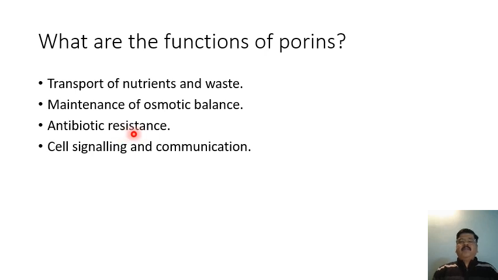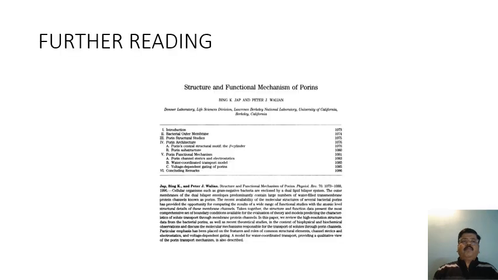The size of the porin will permit only molecules of about 600 to 800 Daltons. However, there are certain antibiotics like daptomycin and vancomycin, which are about 1400 Daltons. So these antibiotics will not penetrate gram-negative bacilli, and therefore they are not effective against gram-negative bacilli. Porins are also helpful for cell signaling and communication.